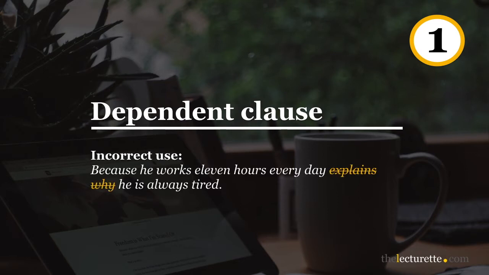Because he works 11 hours every day explains why he's always tired. To be able to understand this example, it's important to know what a dependent clause is first. A dependent clause is a group of words with a subject and a verb, but which does not express a complete thought. For this reason, it's not a sentence and can't stand alone. The dependent clause in this sentence is because he works 11 hours every day. And in this case, the entire clause is incorrectly used as the subject of a sentence here.